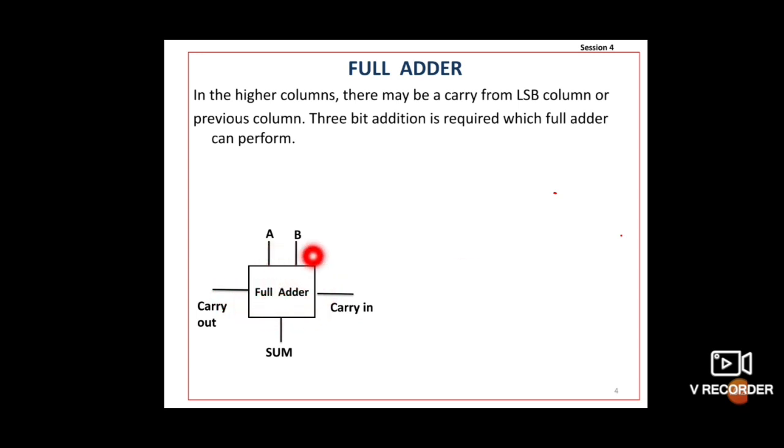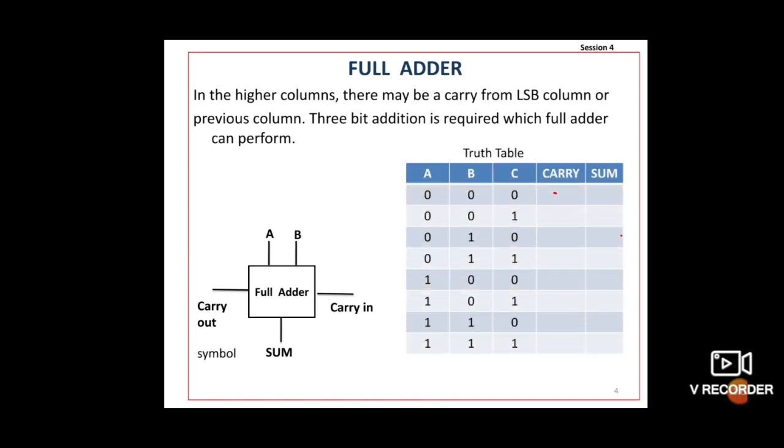A, B are inputs. Okay. Sum is output. See here, carry in, carry out. Means A, B and this carry, these 3 are also inputs, because carry is an input. If a carry is generated, maybe in the LSB column or previous column, this carry is also added into the next column. So A, B and carry in are the 3 inputs, and carry out and sum are the 2 outputs. Okay. Now see the truth table of this full adder.